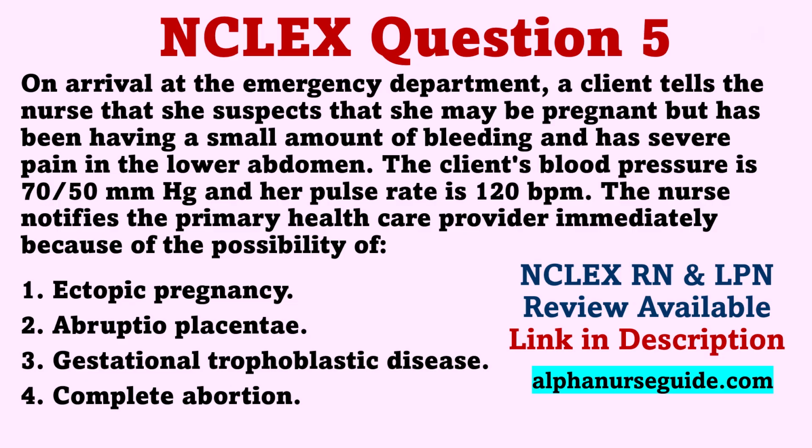Abruptio placentae would be manifested by a board-like uterus in the 3rd trimester. Gestational trophoblastic disease would be suspected if the client exhibited no fetal heart rate and symptoms of pregnancy-induced hypertension before 20 weeks gestation. A client with complete abortion would exhibit a normal pulse and blood pressure with scant vaginal bleeding.